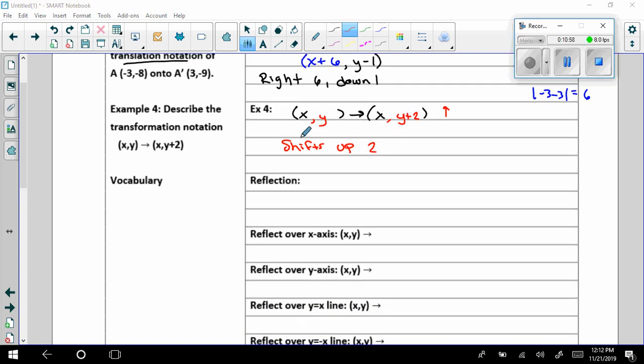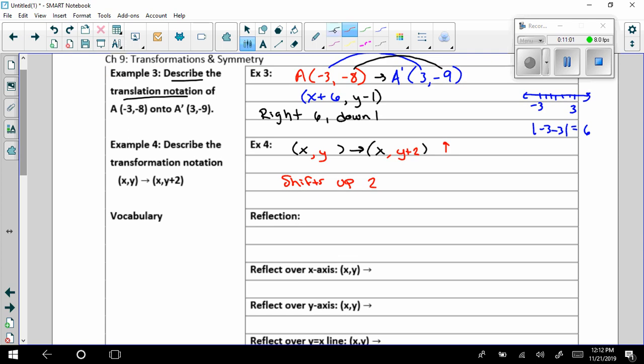And as we're getting into more vocab, I guess we really should be a little more specific here. So backing up just a second, it's a right 6, down 1 translation. Or it translates right 6 and down 1. Here, I really should, instead of shift, say translate. So we're using that vocabulary.